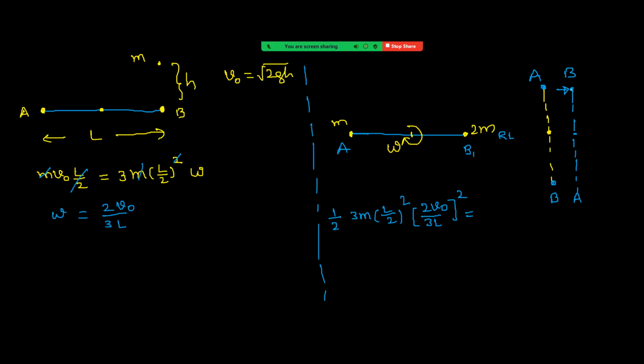I am repeating. If B is now at topmost point and we just push it, again B comes to the same position according to conservation of mechanical energy. But if A is at topmost point and the rod is stationary, if you just push it, again A cannot reach topmost point. A has mass m and here mass is 2m. That means B cannot reach topmost point.